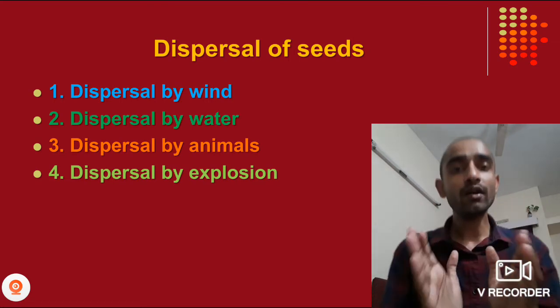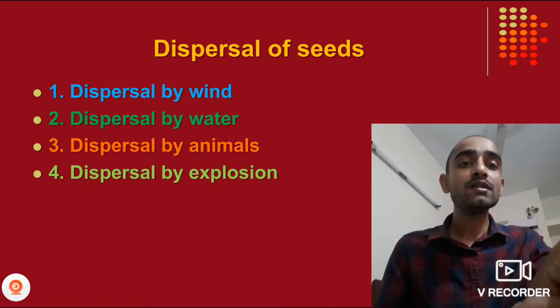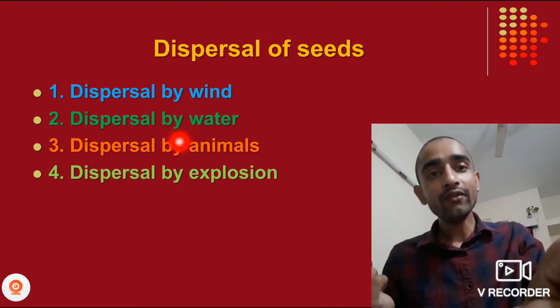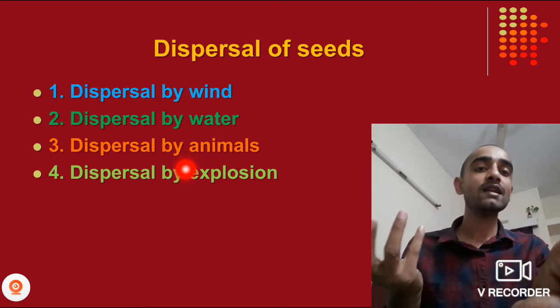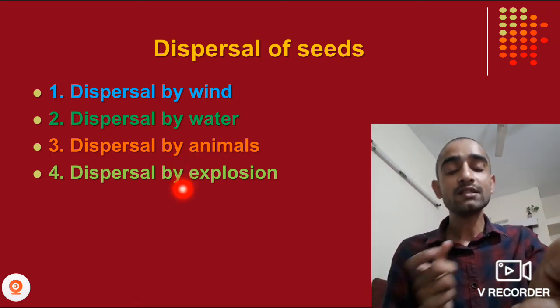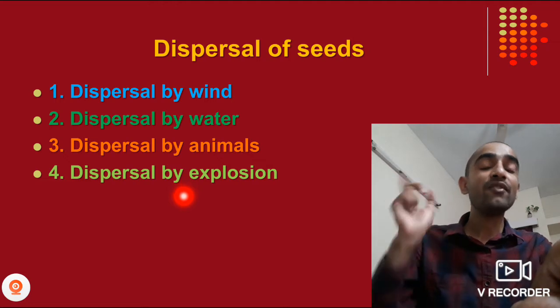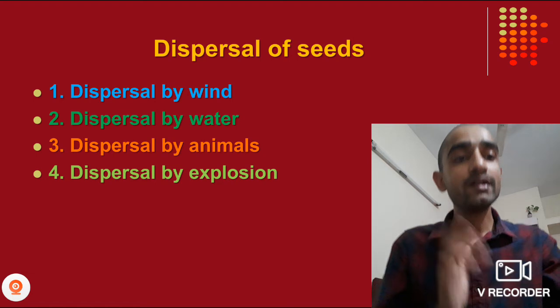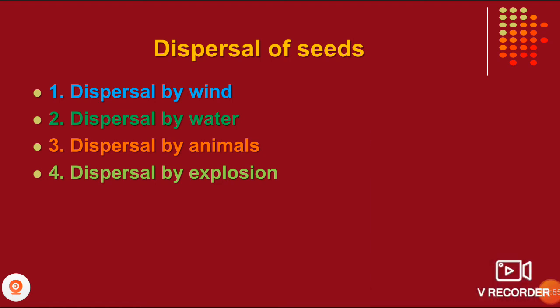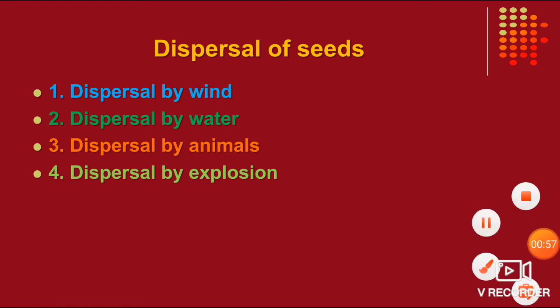The first important way is dispersal by wind, the second way is by water, and then how animals help in dispersal of seeds, and how dispersal takes place by the process of explosion. That is going to be the topic of today's discussion. So we will see one by one how dispersal takes place with the help of various means. So let's start.